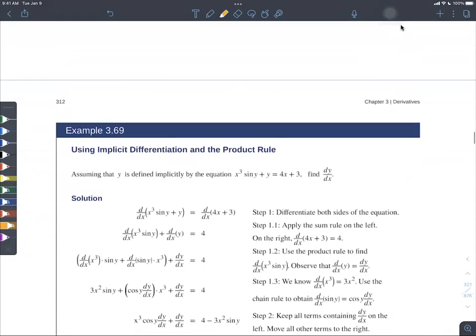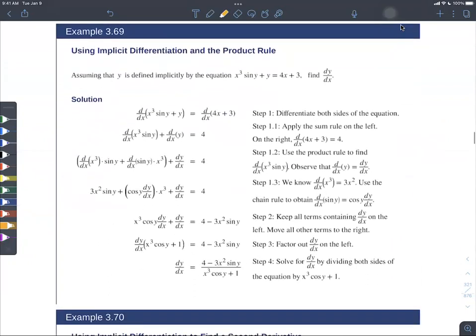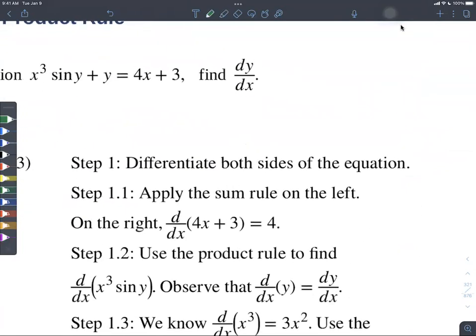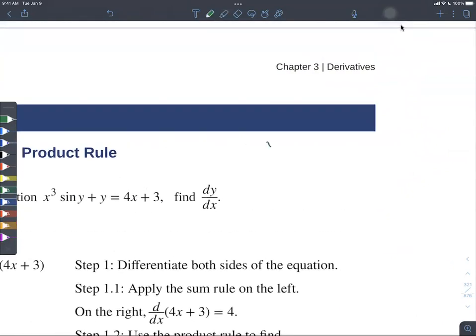Okay, so let's do another problem here, using implicit differentiation and the product rule. Let's go ahead and take a look at this one. So how would we do this? Let's see. We have x cubed times the sine of y plus y equals 4x plus 3.